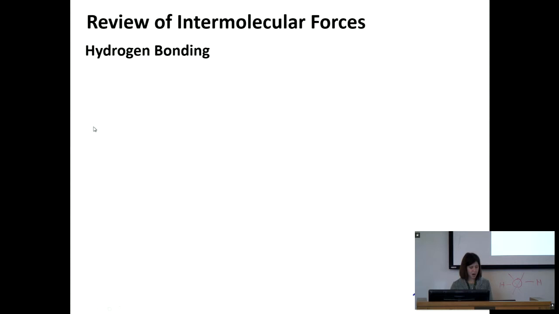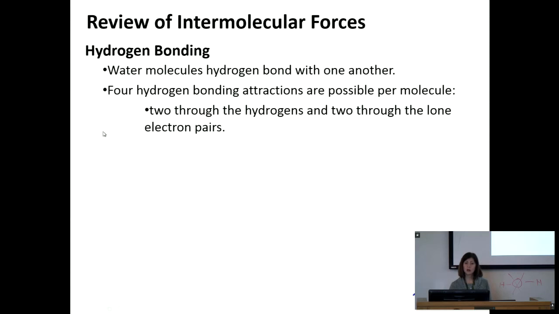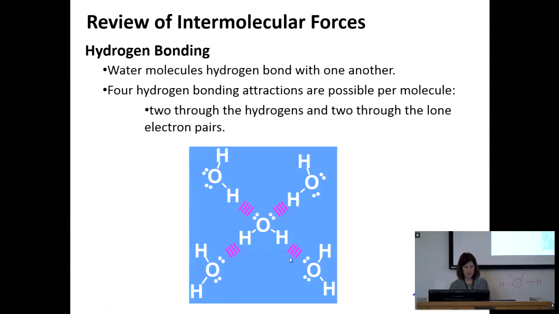Again, hydrogen bonding is weaker. We see hydrogen bonding when we have hydrogen covalently bound to what? Fluorine, oxygen. We don't see fluorine. Oxygen or nitrogen, basically. And then it's going to interact with a lone pair. And so what we see with water is that it can have 4 hydrogen bonds. That's a lot of hydrogen bonds for one molecule.